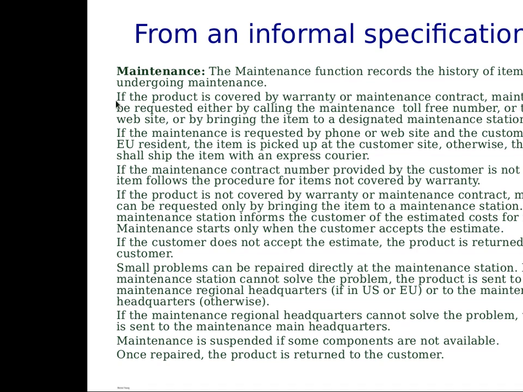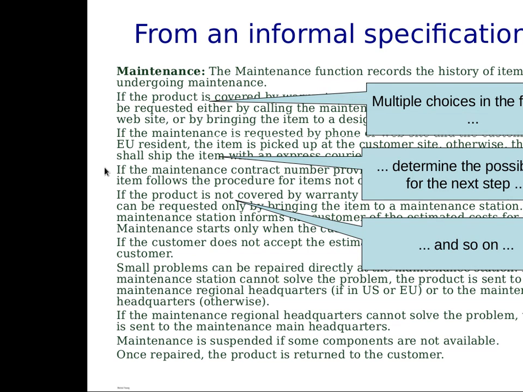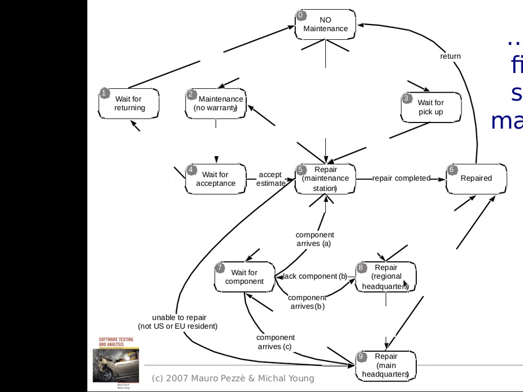If you look through this summarily, you have ifs and so forth, and then once repaired, the product is returned to the customer. So let's look at one of these ifs. If the product is covered by warranty or a maintenance contract, maintenance can be requested either by calling the maintenance toll-free number or through the website, etc. So if one of those two things holds, then they can go through and call for a maintenance report. There are other ones as well, if you wish to pause the video and read through them before we continue. But notice I can have multiple choices in the first step, and other things can determine possible next steps and so forth. So it can get somewhat complex.